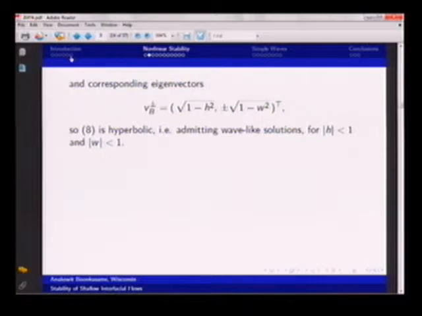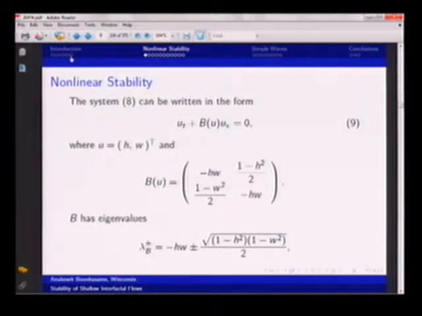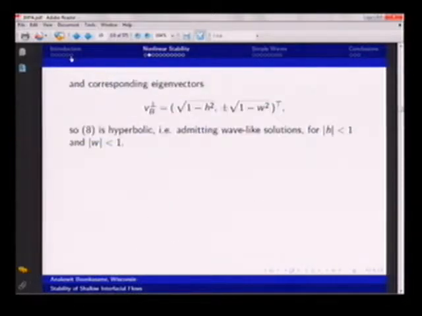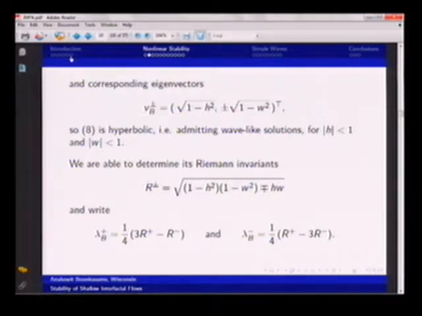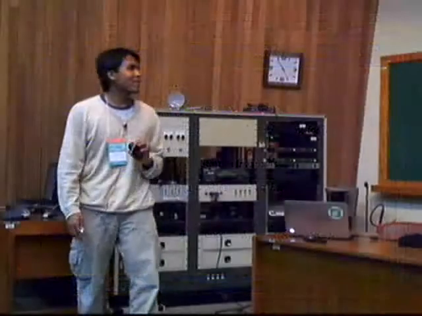And this system is a system of mixed type, and you want a wave-like solution. So you want the eigenvalues to be real, and you want a complete set of eigenvectors. And that will happen when the absolute value of H and the absolute value of W are both less than 1. Okay. All right. Well, our system here is so simple that you can actually find more. You can actually find Riemann invariants. They look like that. And you can rewrite the eigenvalues in terms of R plus and R minus. You may wonder why I do this, and I will answer that question later.